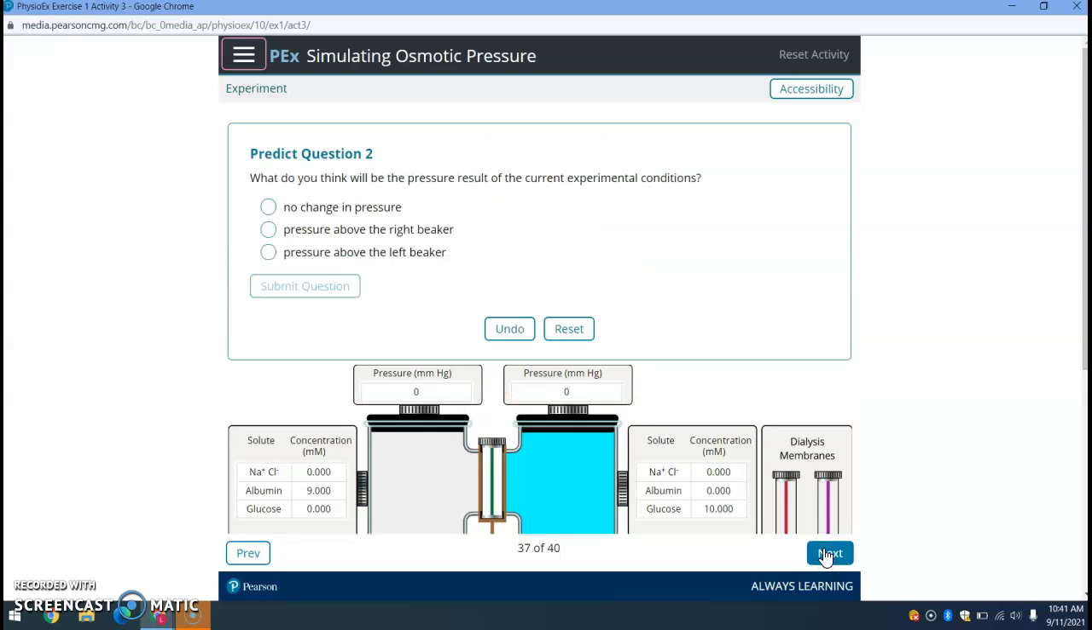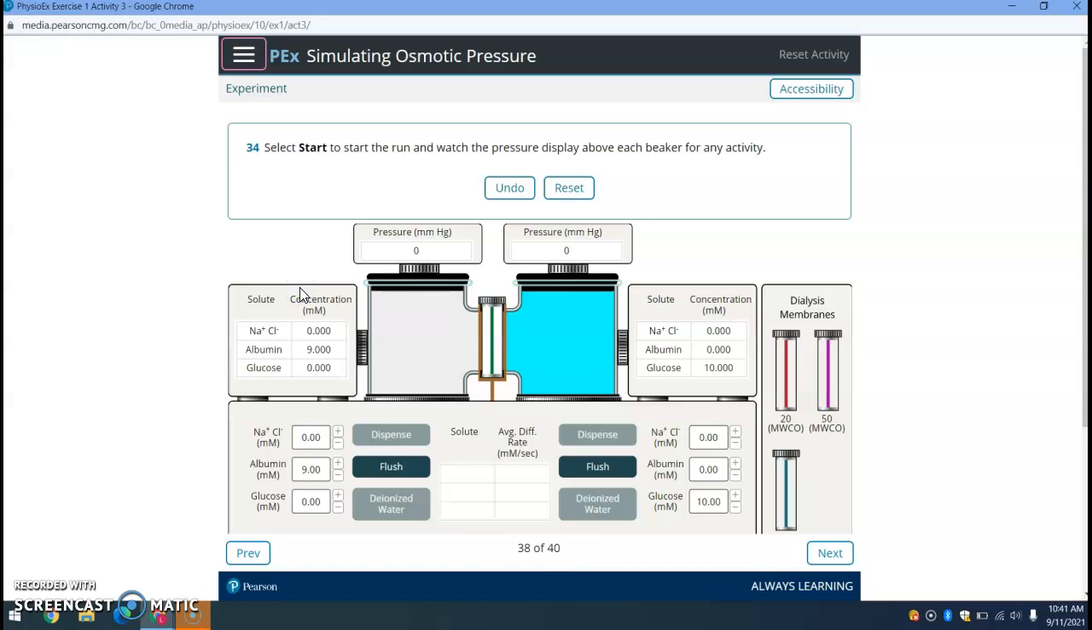What do you think will be the pressure result of the current experimental conditions? Well, I know the albumin over here is larger, so this solution is going to be thicker. It's going to be more concentrated. And the glucose is smaller. I know the glucose will pass through the 200 membrane, but the albumin I'm not sure about because we haven't done albumin yet. So, what do I think? I think the albumin is larger, so the pressure above the left beaker is going to actually increase. And click Start.